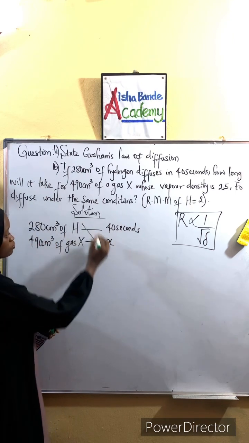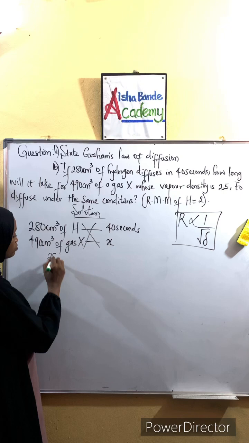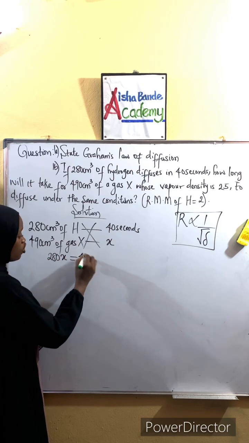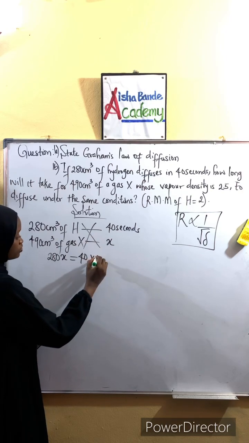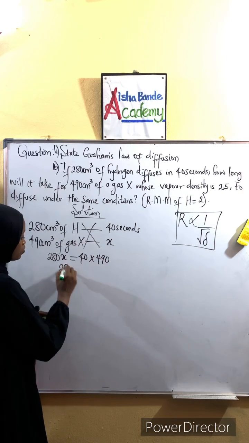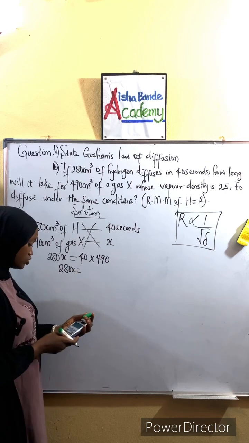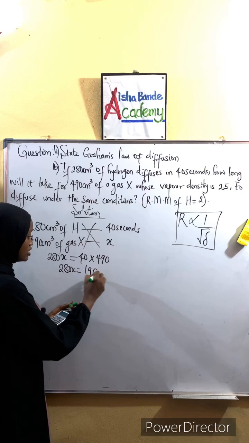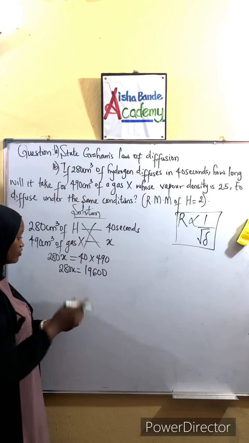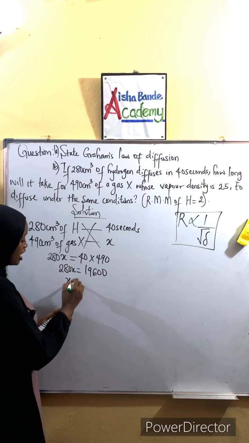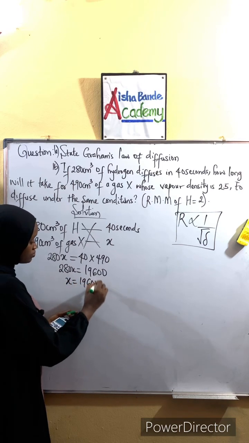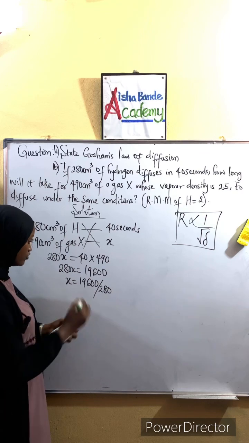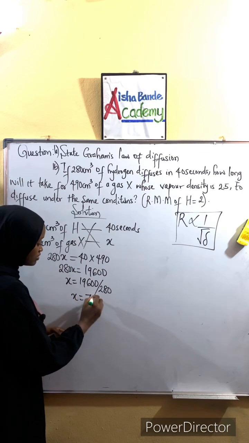So from here, when we cross multiply, it makes the work easier, and this becomes 280 times x, which gives 280x equals 40 times 490. So 40 times 490 gives us a value of 19600. From here we divide both sides, or we can say x equals 19600 divided by 280, and this gives us a value of 70. So x here is equal to 70 seconds.